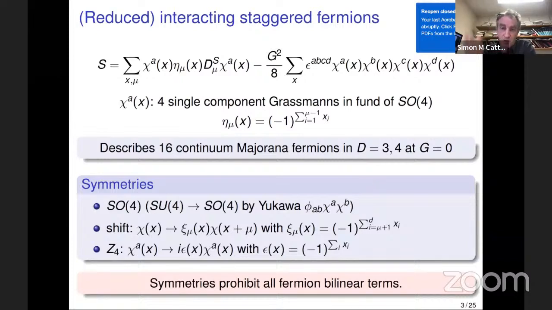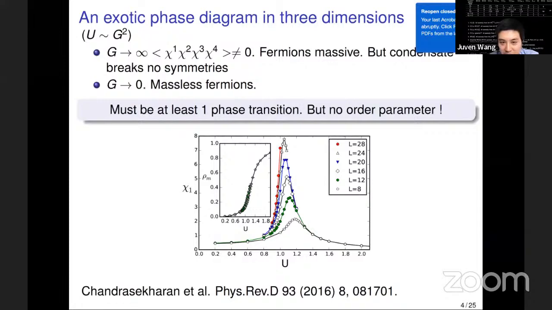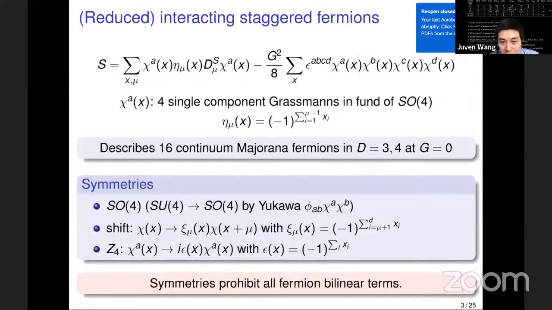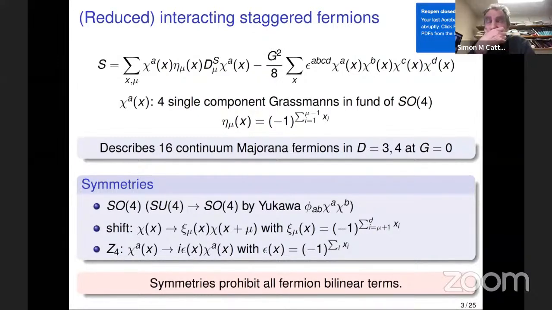It's not so clear what happens at strong coupling, right? And that's what we'll be interested in. But let me just make sure: the 16 of these continuum Majorana fermions, they group into four of the fundamental four of SO4. Is that right? I guess so. Yeah. Okay. That's what I asked.